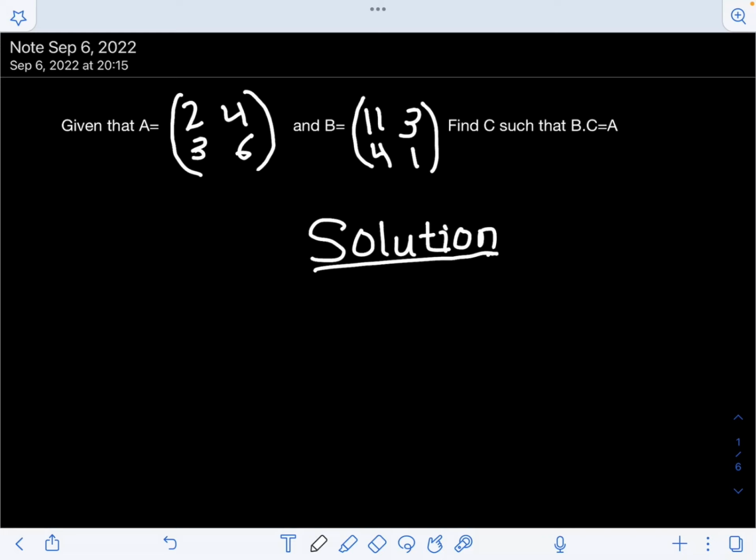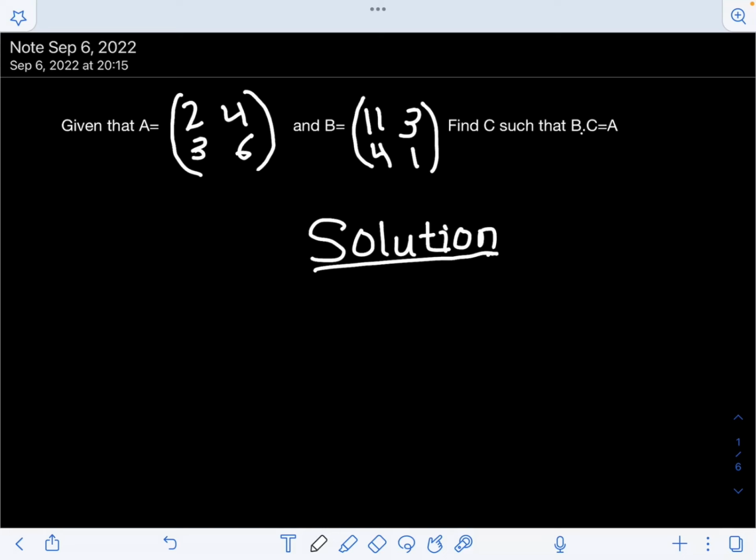In this question, it says that given that A is equal to the matrix 2, 4, 3, and 6, and B is equal to 11, 3, 4, 1. Find C such that B times C, that dot is times, okay? It's multiplication. B times C is equal to A.